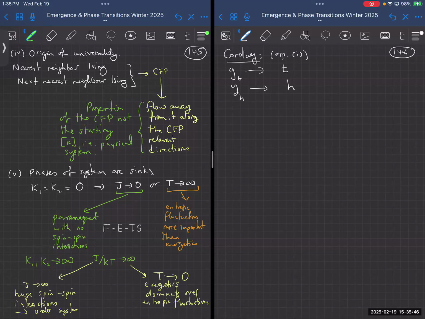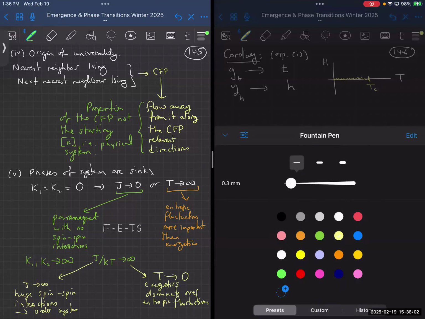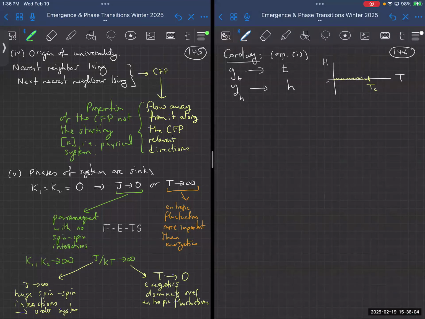Because remember, at a critical point, our phase diagram looks like this. Here is H, here is T. My phase diagram looks like this. There's a line of discontinuities, and then there is the critical temperature Tc, and that critical temperature Tc is at H equals 0. So I have to tune H to 0 and T to Tc in order to get the critical fixed point.